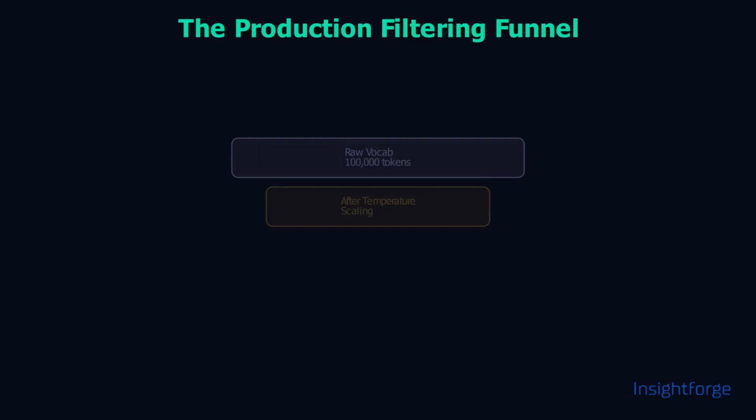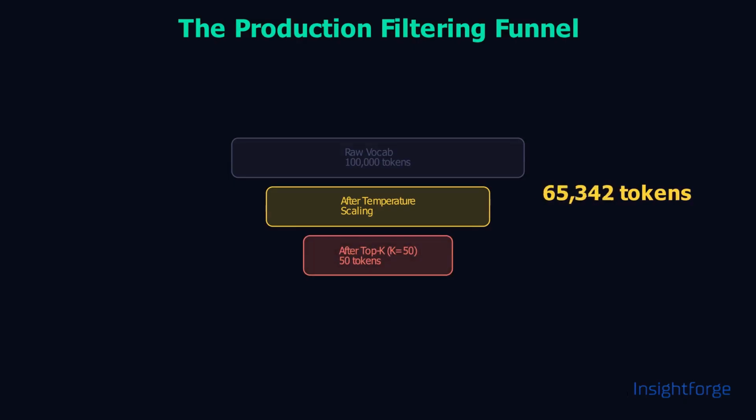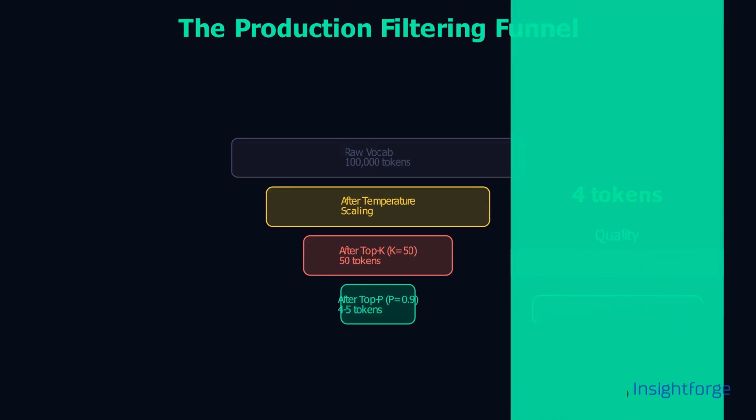In real production systems, engineers do not pick just one of these parameters. They chain all 3 into a sequential multi-stage filtering funnel: temperature first, then top K, then top P. Starting from 100,000 raw vocabulary tokens, temperature scales the logits. Top K immediately cuts to the top 50. Then top P narrows it further, leaving just 4 or 5 high-quality, context-aware tokens to sample from. This multi-stage pipeline is what keeps modern chatbots sounding natural, creative, and coherent, while keeping them firmly inside the bounds of sanity.